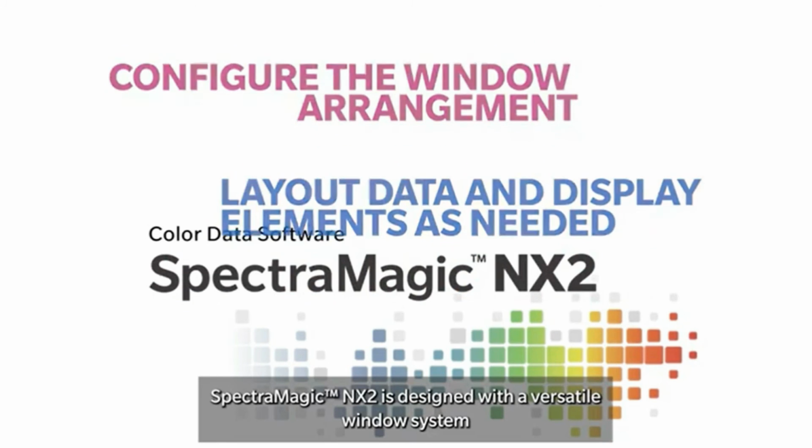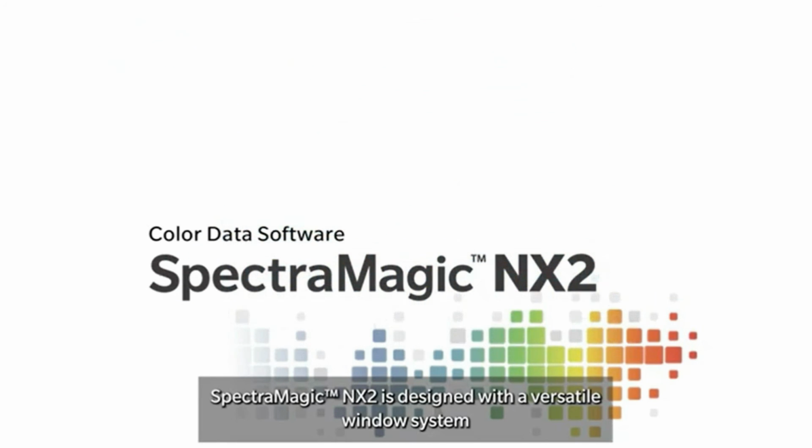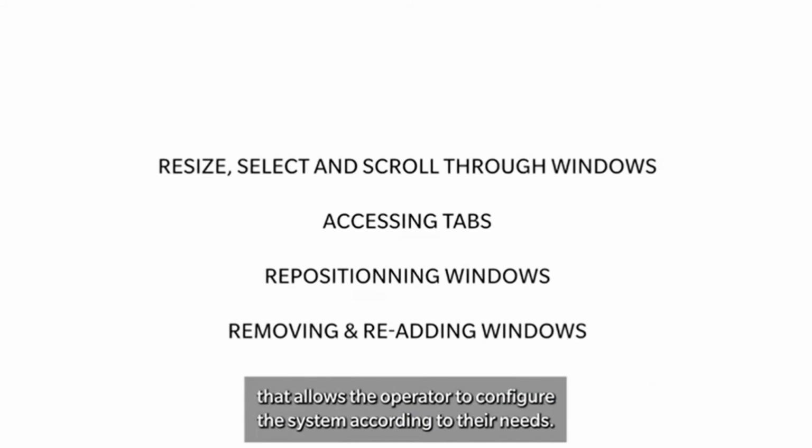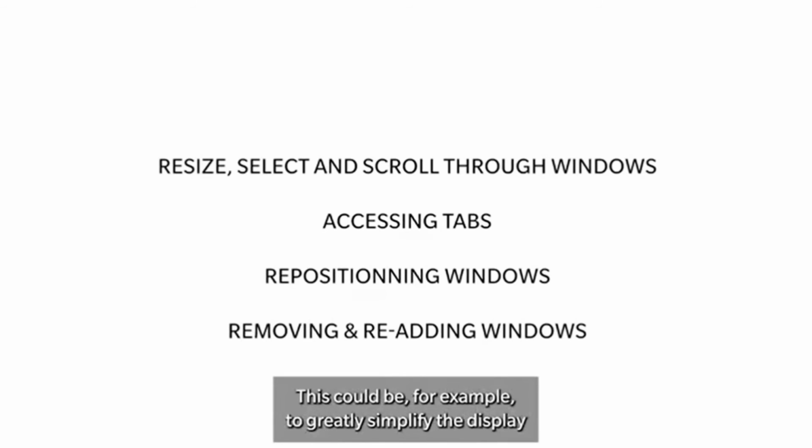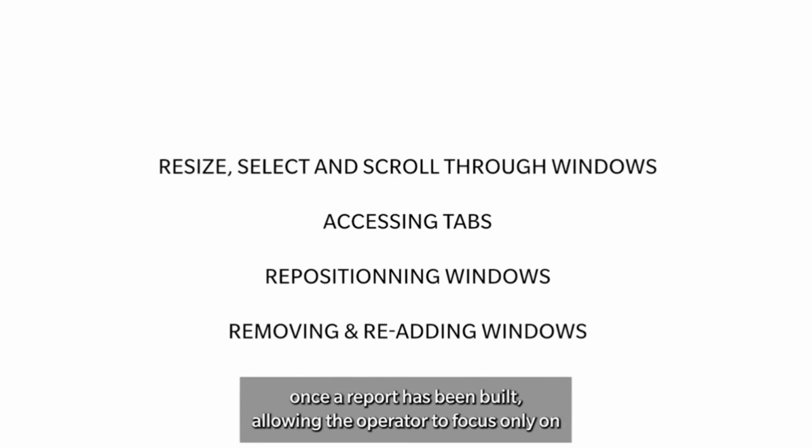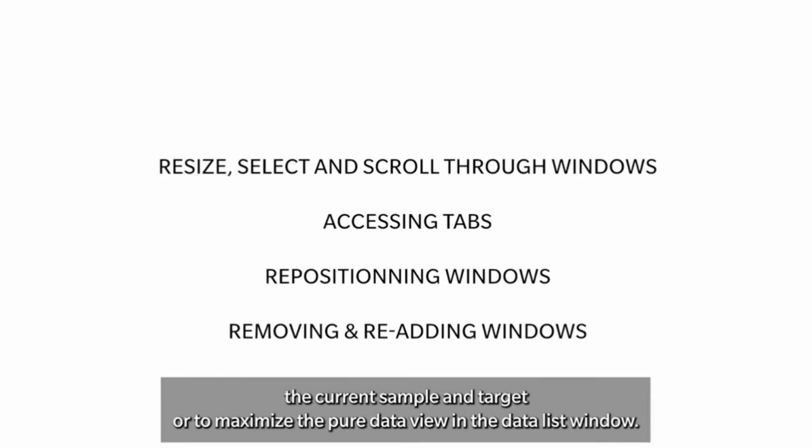SpectraMagic NX2 is designed with a versatile window system that allows the operator to configure the system according to their needs. This could be, for example, to greatly simplify the display once a report has been built, allowing the operator to focus only on the current sample and target, or to maximise the pure data view in the data list window.